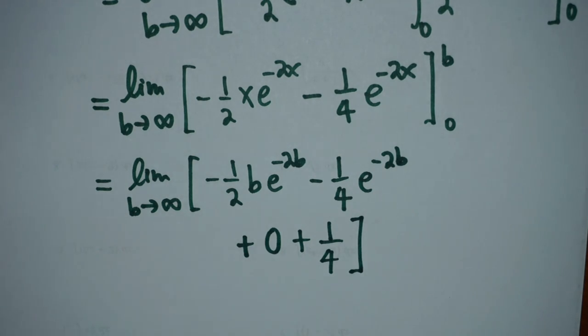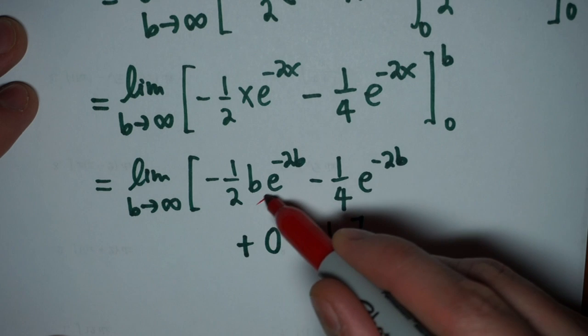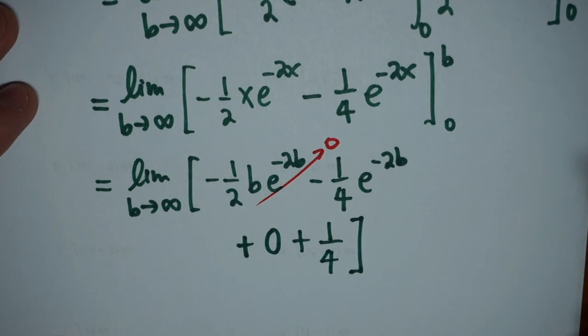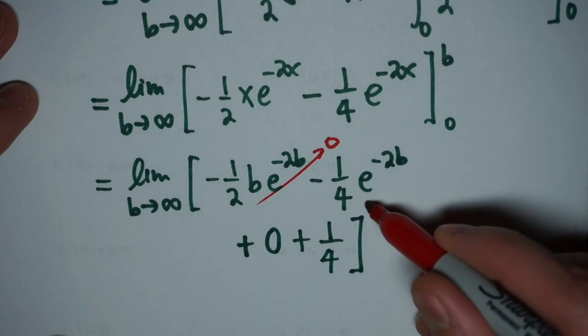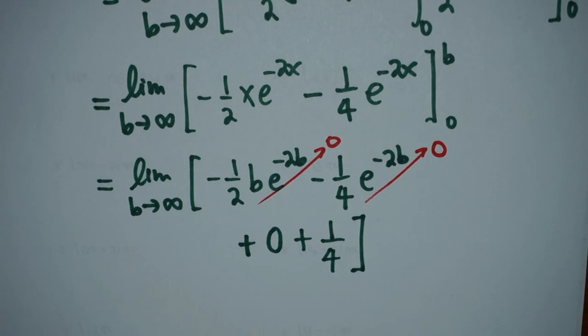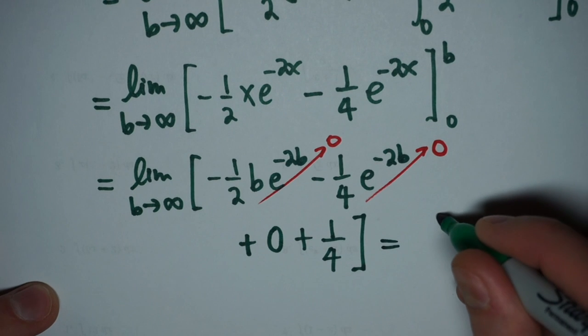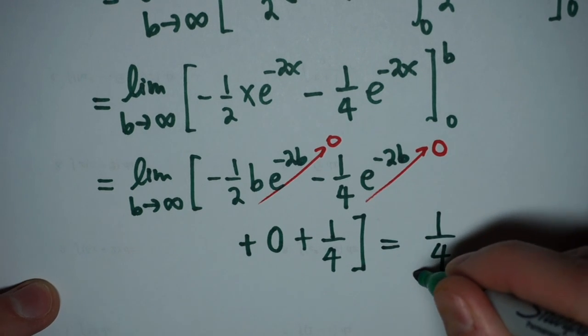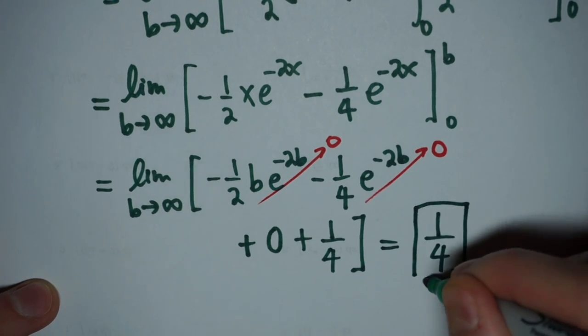When we look at these terms and we let b go to infinity, the first two terms both involve e to the negative 2b. And both of these can be shown to go to 0. You can use a couple of different forms, but L'Hopital's rule is probably the easiest way to show that this will go to 0. And so all I'm left with when I take the limit is my actual integral, 1/4.